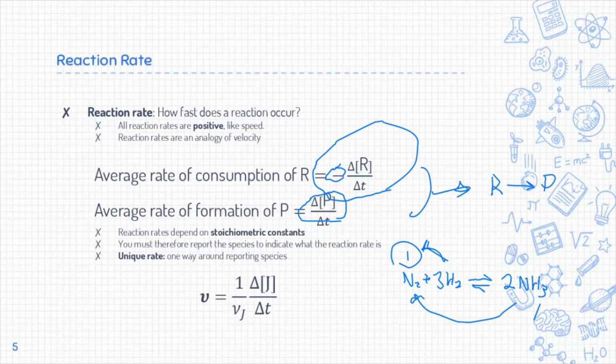Now, one way chemists like to avoid reporting the species is something called unique rate, which is basically dividing by all the stoichiometric numbers. That would give a unique rate for one particular chemical equation. Now, I don't think you actually have to know this, but it's just something you can keep in mind.